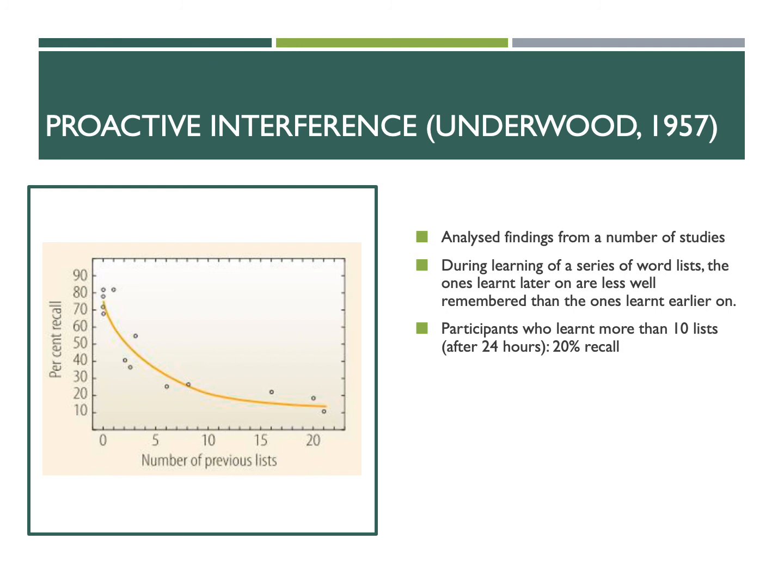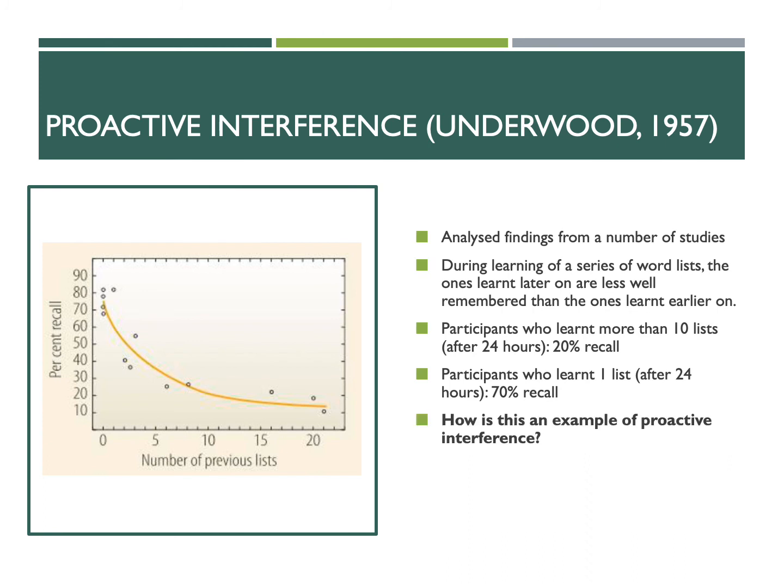So participants who had learnt more than 10 lists of words, after 24 hours only recalled about 20% of the words on those lists. However, participants who only learnt 1 list after 24 hours, they recalled 70% of all of those words. So how is this an example of proactive interference? Write me a little sentence.